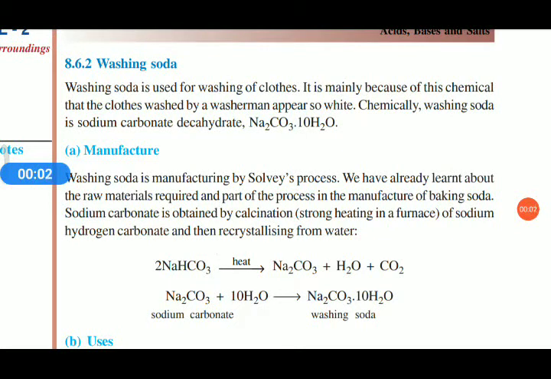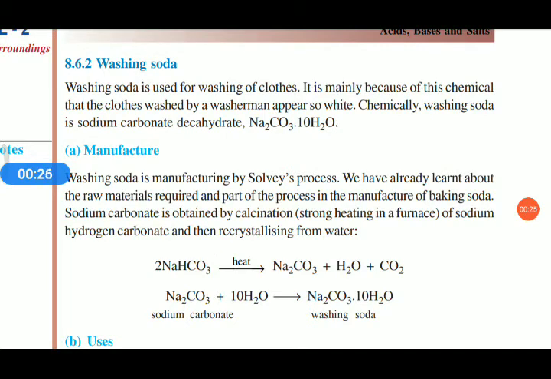We are discussing salts. In the previous class, we discussed baking soda, its manufacturing and its uses. Now we are going to discuss washing soda. Washing soda is mainly used for washing clothes. In our daily life, we use washing soda for washing our dresses.